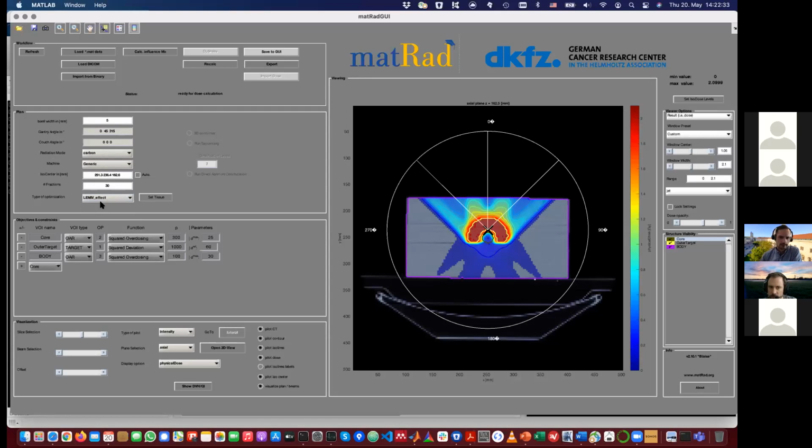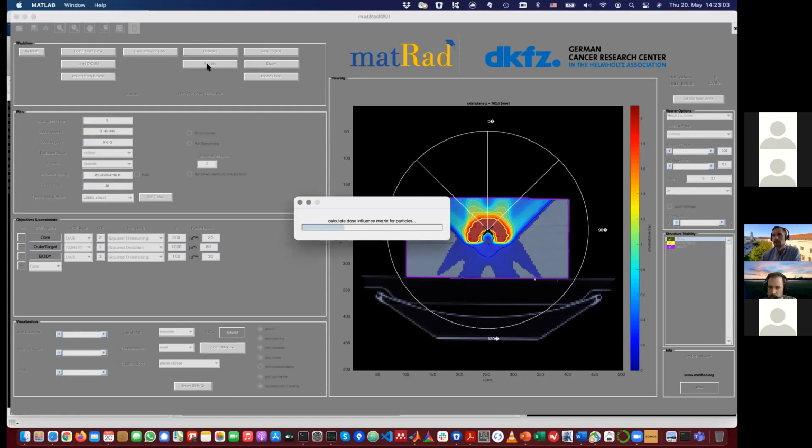But as of now, I just keep it on LEM4 underscore effect, and I will check if I have saved. Yes, I saved this result. And now I will click on the recalc button. And now it will compute, for this given fluence that we see here on the right, the biological effective dose.